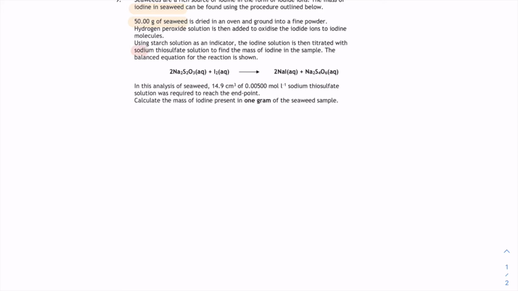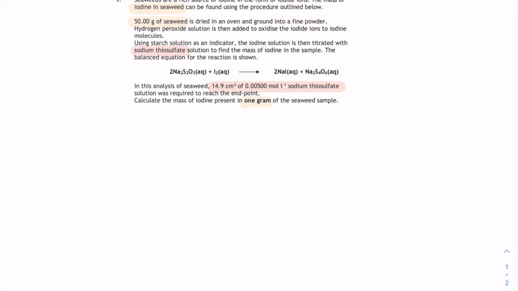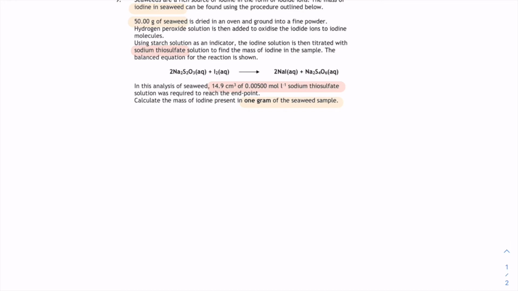We can see that we have sodium thiosulfate solution and that we have information about sodium thiosulfate, and at the very end you are interested in calculating 1 gram of the seaweed sample. So let's have a look at the balanced equation. We have our iodine being our I2 and we have our sodium thiosulfate being your Na2S2O3.